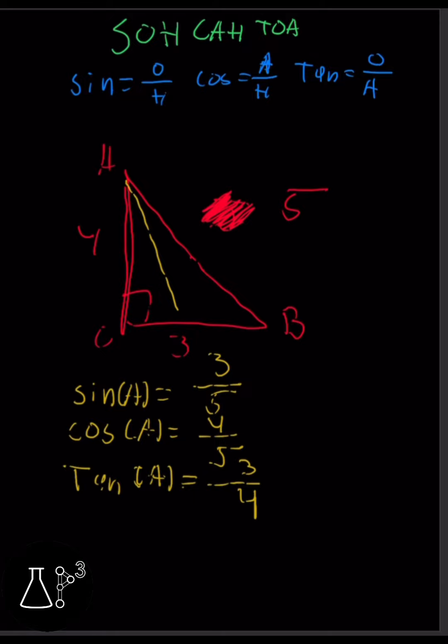I want to go over it because with SOHCAHTOA, a lot of people don't really know how to use it. And now that you know how to use it for A, you can do the same thing for C and B to look for sine, cosine, and tangent for those specific angle measures.